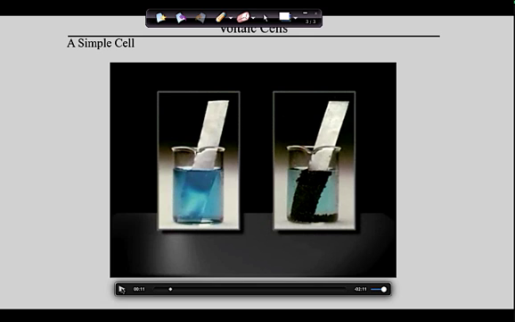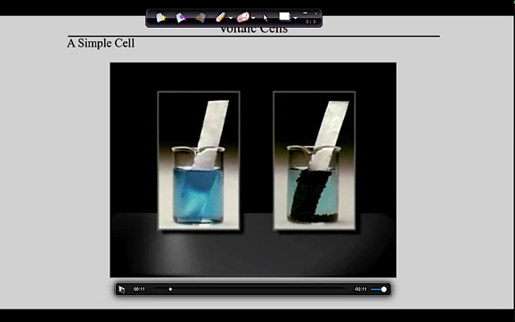Guys, notice what this does after about 5 minutes. What is the chunky stuff on the zinc? Copper metal. What happened to the blue tint of the water? It's less blue. Why is it less blue? Because the copper ion is no longer dissolved in water. It's now plated out on the zinc.